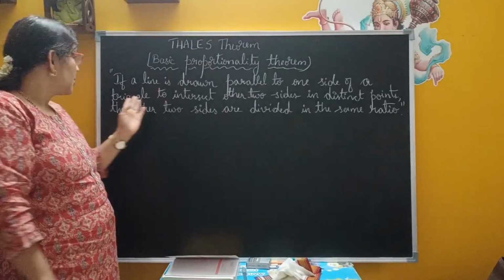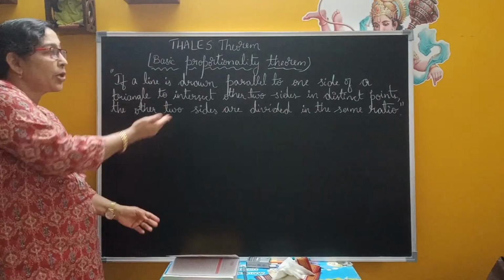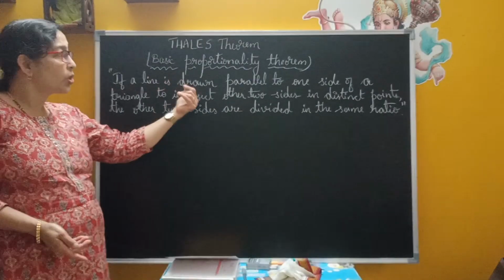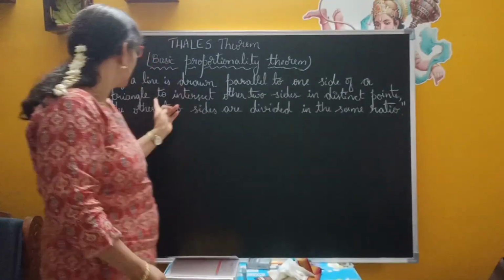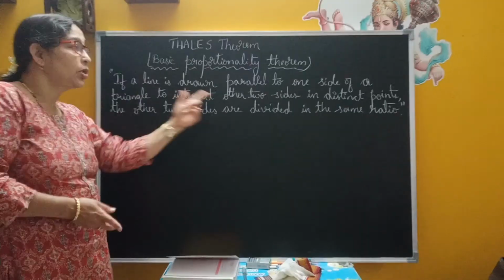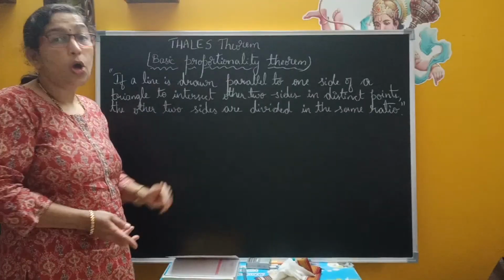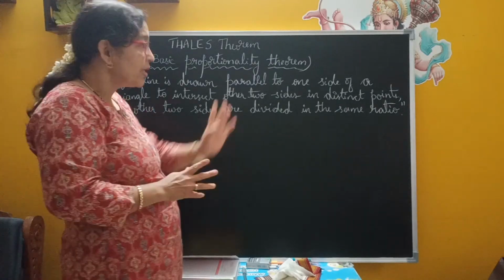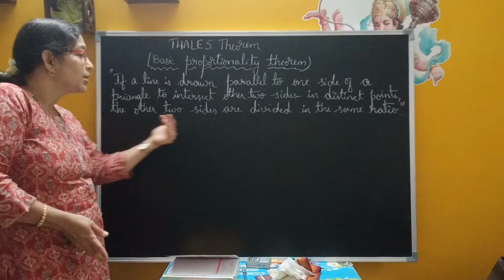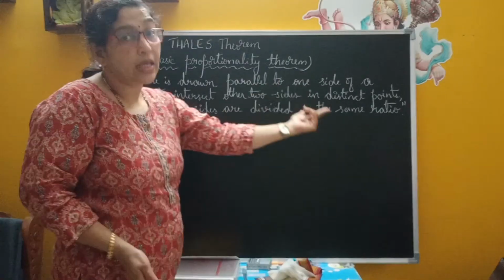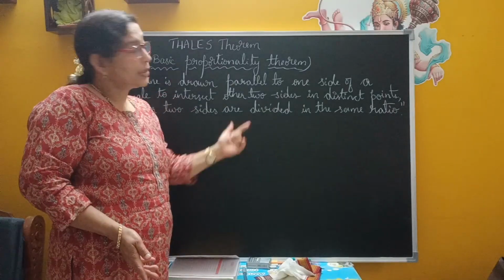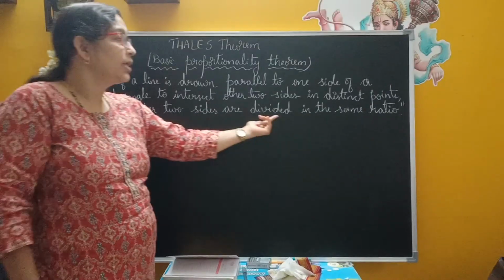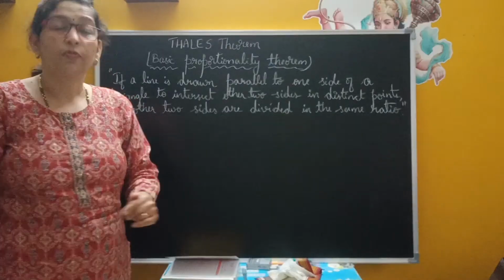The statement of Thales theorem is: if a line is drawn parallel to one side of a triangle to intersect the other two sides in distinct points, distinct means two different points, the other two sides are divided in the same ratio. The other two sides, for which the parallel is not drawn, are divided in the same ratio. What is the meaning of this statement?